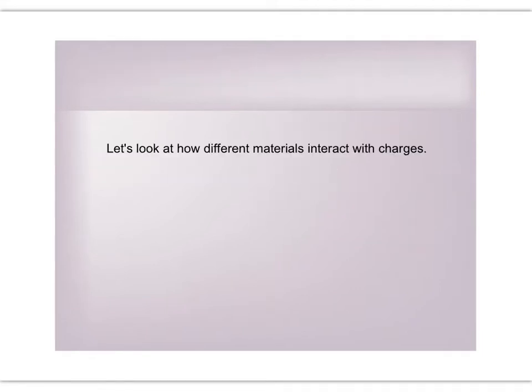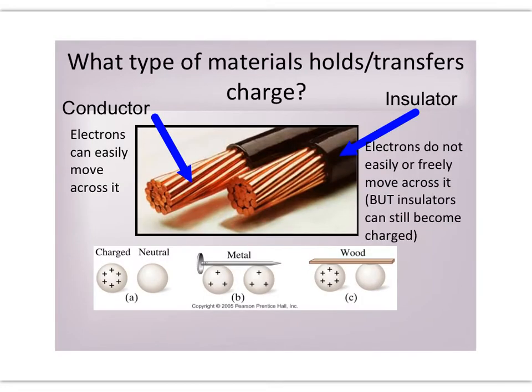Now that we know a little bit about electric charge, let's look at how different materials interact with electric charge. Conductors and insulators. An electric conductor is one in which the atoms allow electrons to move easily from atom to atom. Good conductors are typically metal. Insulators are going to be things that don't easily allow their electrons to move from atom to atom.